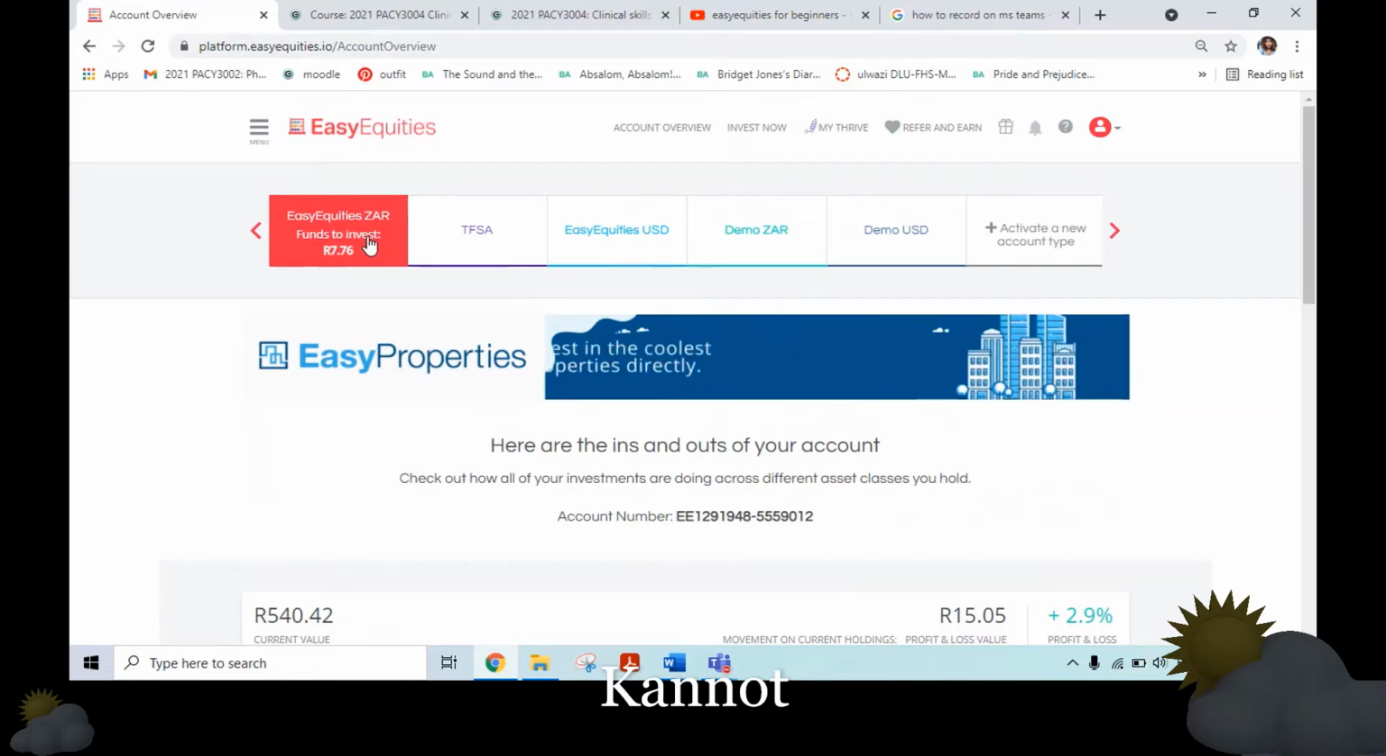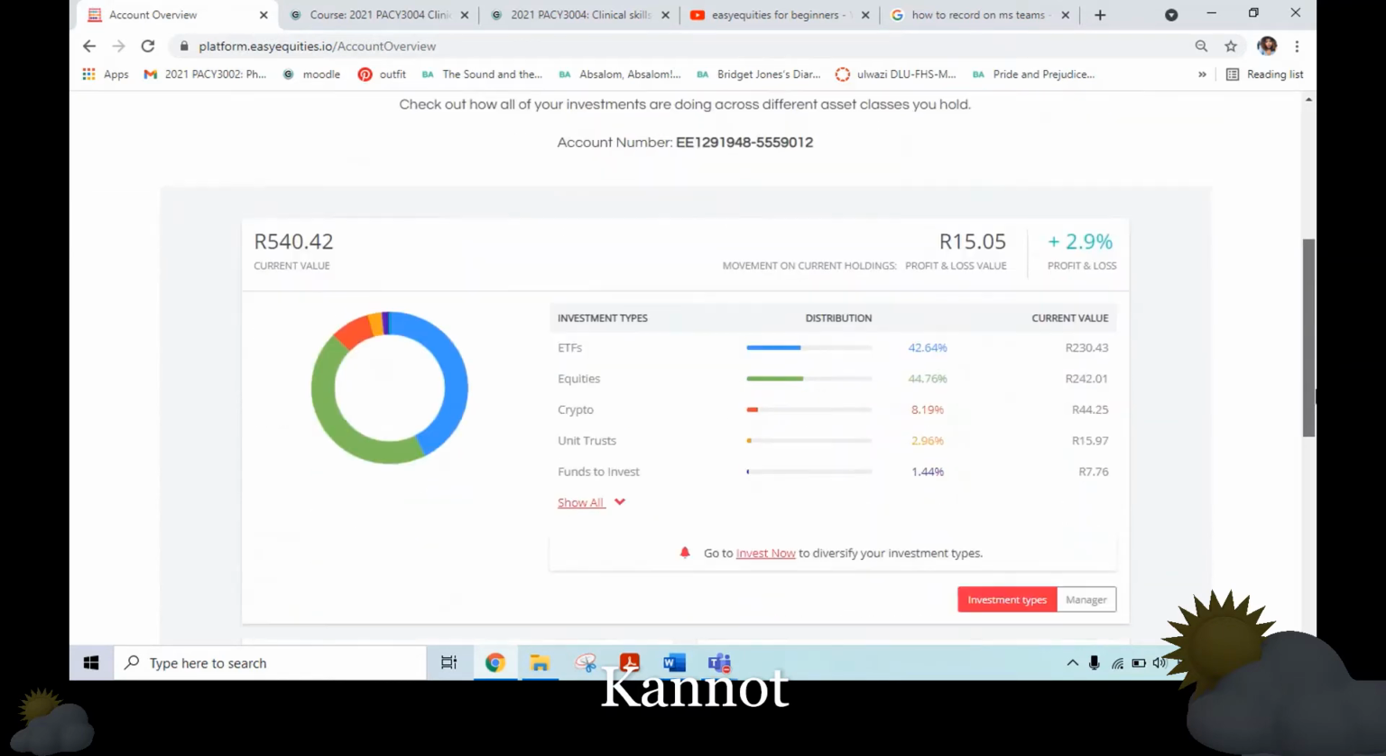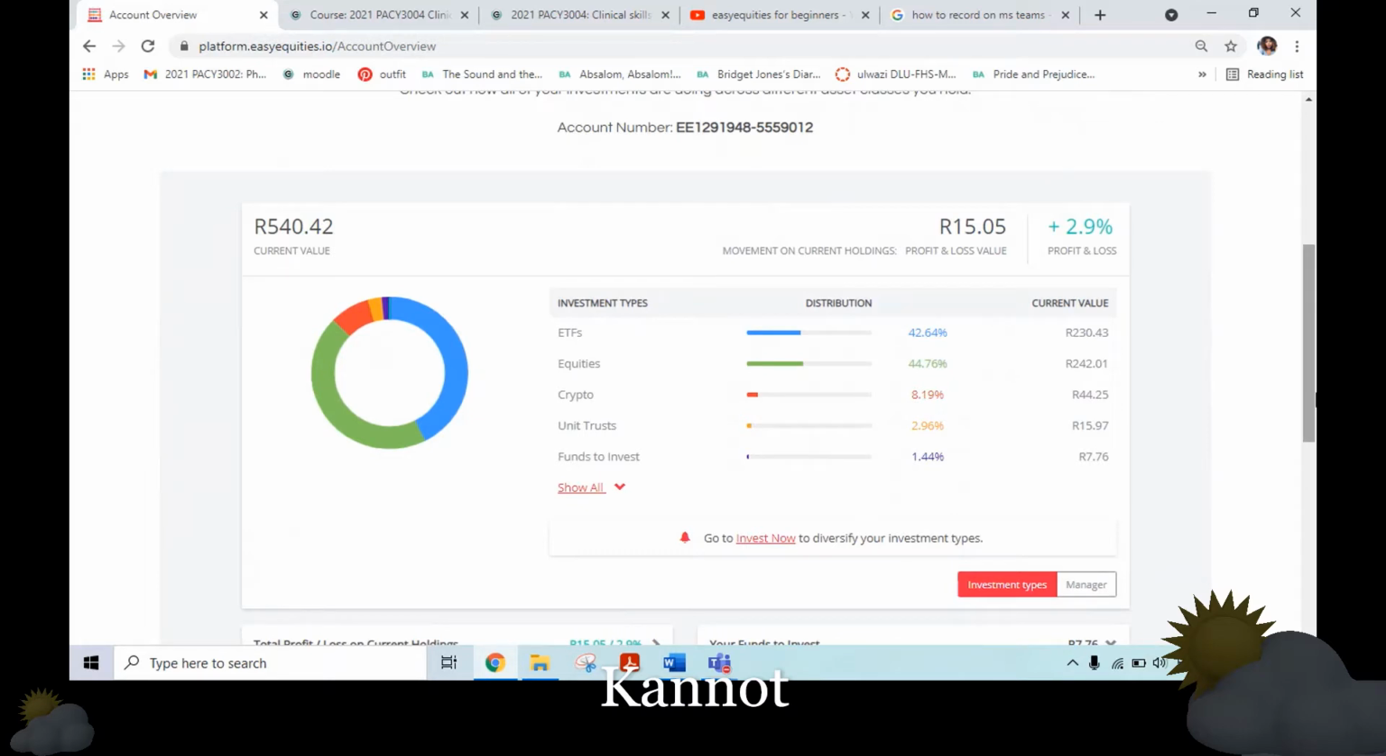So EasyEquities ZAR, I invested 535 rands separately, in random amounts, and now I have made, well, technically a profit of 5 rand, but it's showing 15 rands because I've made so many mistakes, so many losses, that it's basically saying I started off with 225 rand. Yeah, so now I've made a 15 rand profit at least.